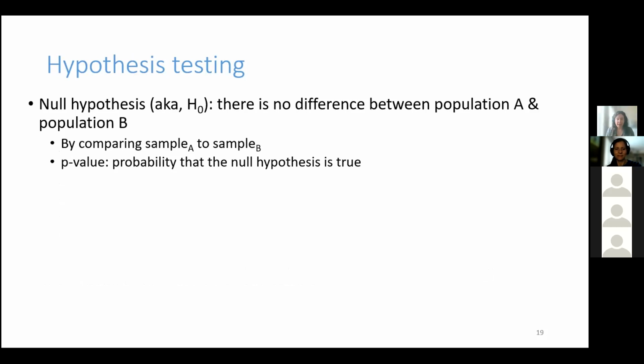In inferential statistics, there's something called a null hypothesis, also represented as H0. The null hypothesis says there's no difference between population A and population B on whatever it is that you're measuring. The way we test this is by comparing sample A to sample B. The null hypothesis has to do with the population, but we test it by looking at our sample because we don't have access to the whole population. And your p-value is, essentially, the probability that the null hypothesis is true. We'll talk more about p-values in a few slides.